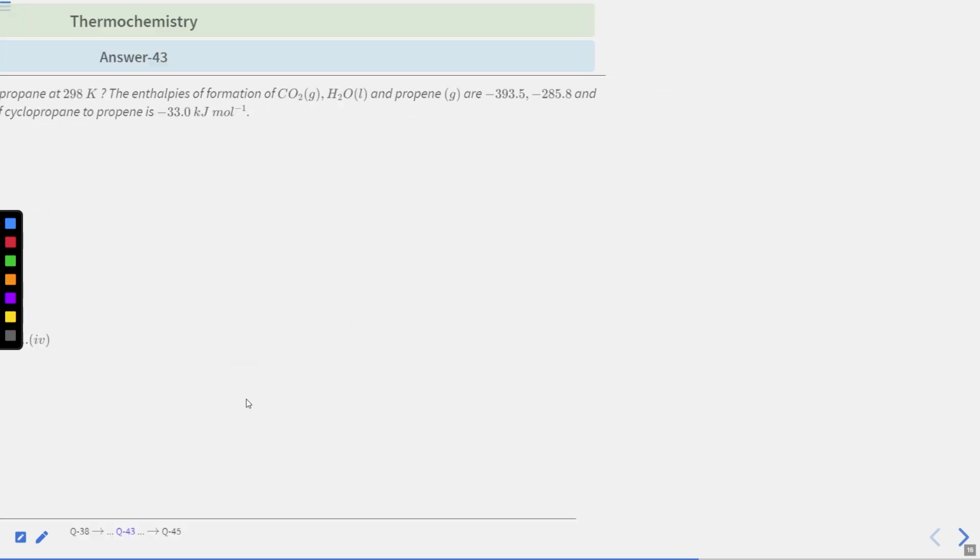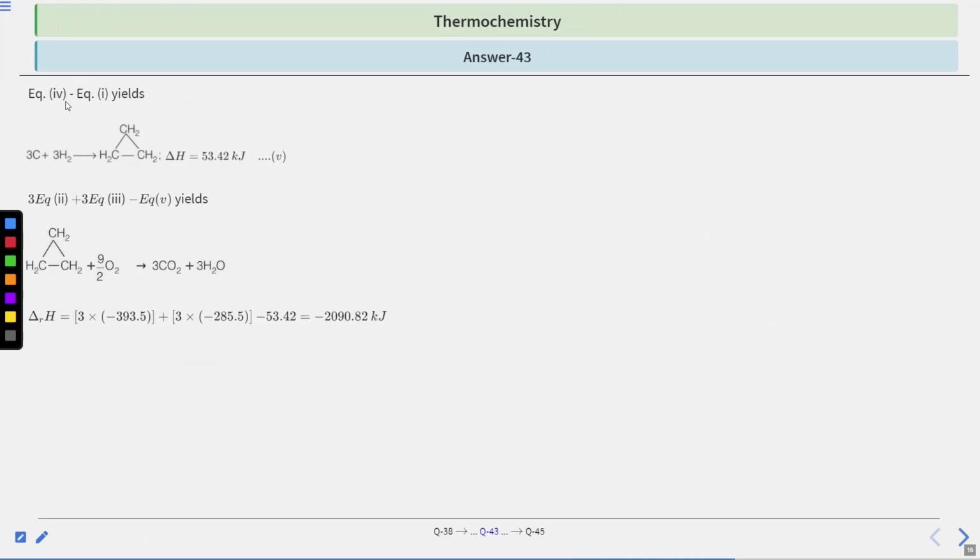Okay. Now what we'll do, we subtract equation fourth from equation first, right? So our final reaction after subtracting is 3C plus 3H2 giving cyclopropane, and the enthalpies will also get subtracted, like equation fourth and equation first. The final enthalpy will be 53.42 kilojoule. And let's suppose this is the fifth reaction.